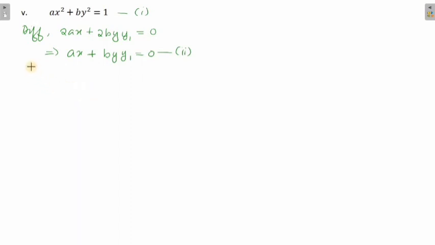So differentiating again with respect to x, you have to write it completely. Differentiation of ax is just a, plus, now just look at this carefully. b is a constant, so this is u into v, so first keep y as it is.